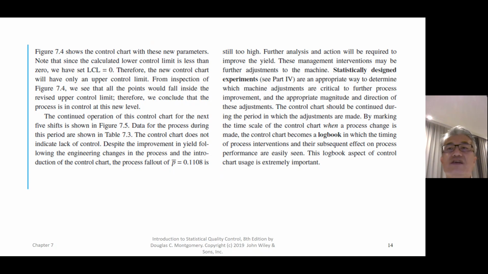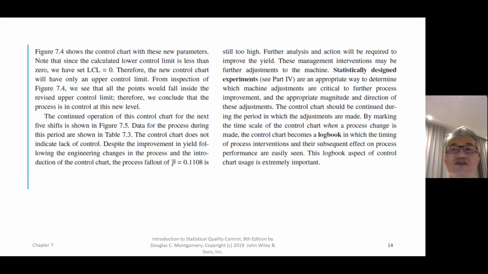These management interventions might be further adjustment to the machine. Statistically designed experiments, known as DOX or DOE, which we refer to in part 4 of this textbook, are an appropriate way to determine which machine parameters are critical to further process improvement, and then the appropriate magnitude and direction of this adjustment. The control chart should be continued during the period in which adjustments are made, by marking the time scale of the control chart.